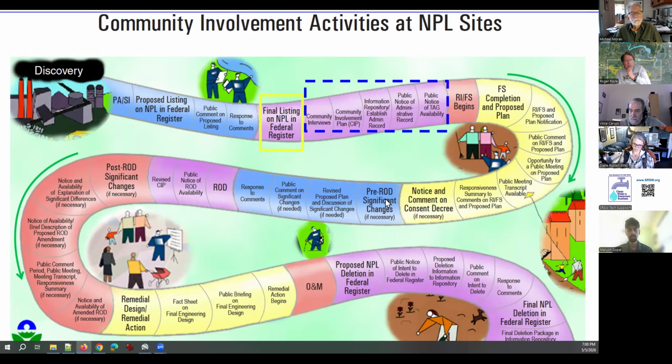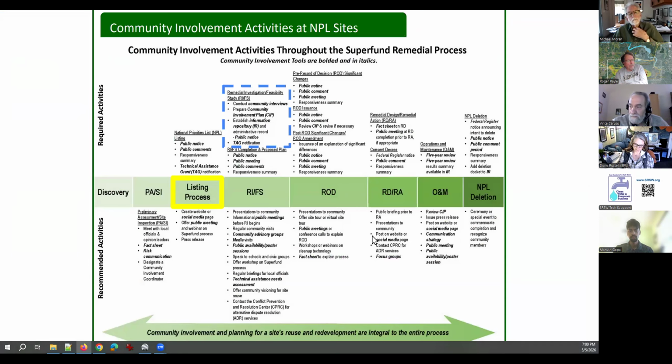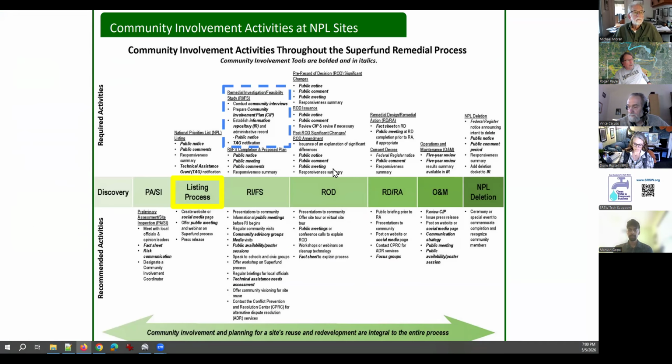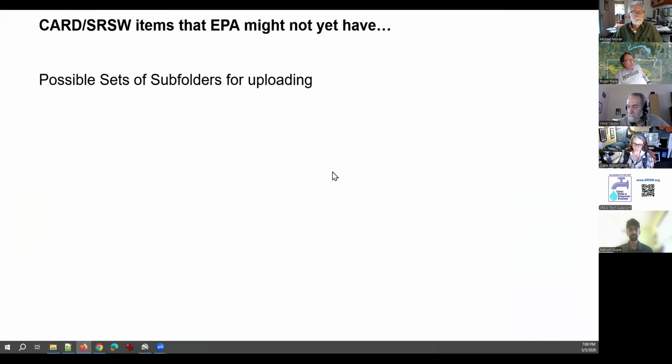Some of these things are longer than others, and it looks kind of convoluted, but some of these things may go quickly. Here's a different version of that. So here we're talking about this blue square. This is what's coming next. I just created these from the EPA documents just so people have some references. So that's basically it.